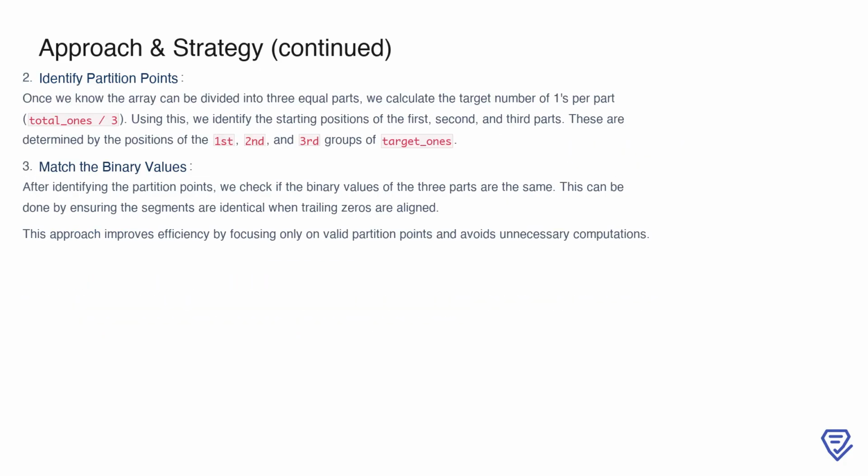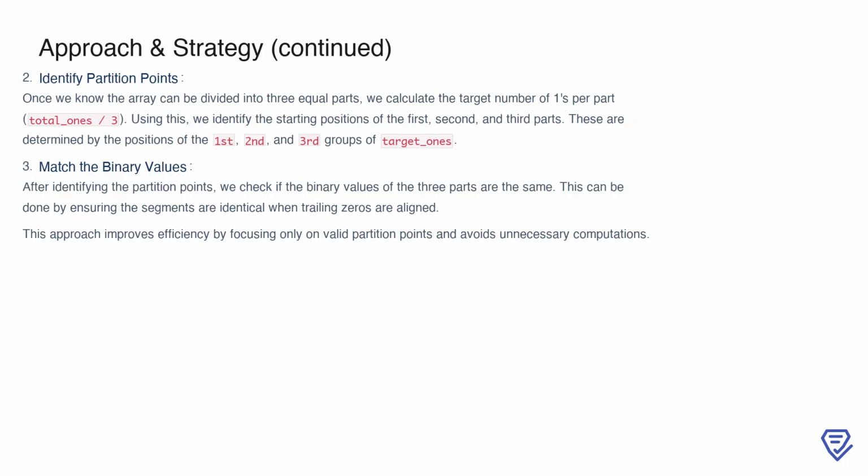Now, once we've established that dividing the array into 3 equal parts is feasible, the next step is to pinpoint where these divisions should occur. The target number of ones in each part is calculated as the total number of ones divided by 3. With this target in mind, we locate the starting positions of the first, second, and third sections of the array by identifying the indices corresponding to the first, second, and third groups of target ones.